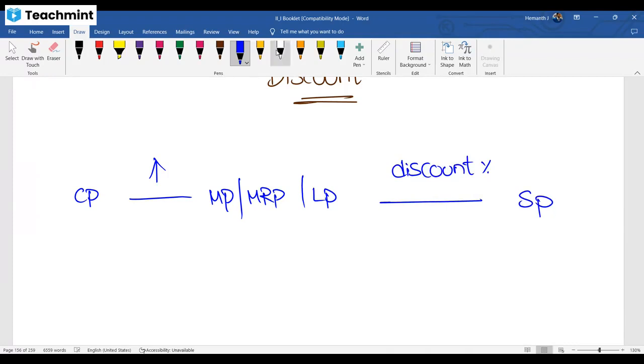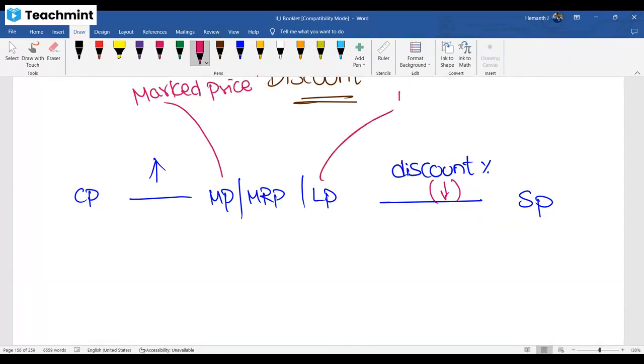Listen, discount is used to decrease the price only. Discount will decrease your price, right? So CP means cost price, I hope you know. SP means selling price. What is MP? Marked price. Note down that. Marked price. What is LP, sir? Labeled price or list price.